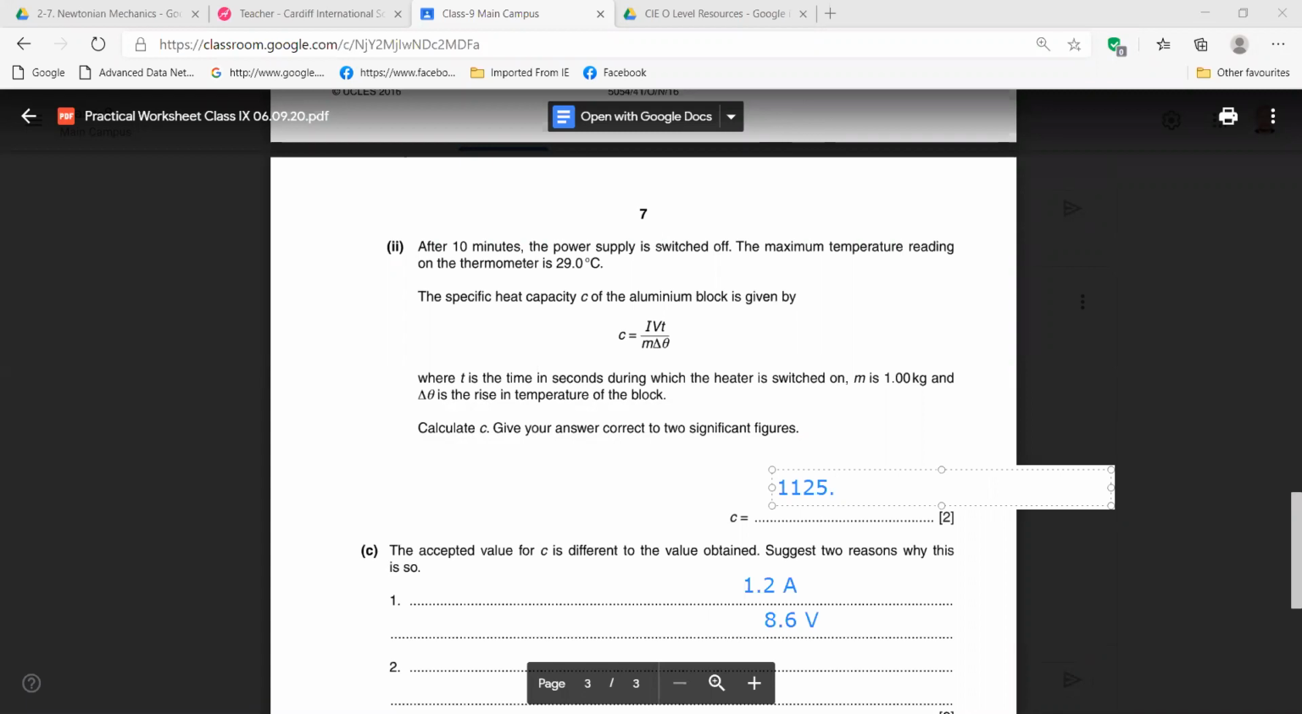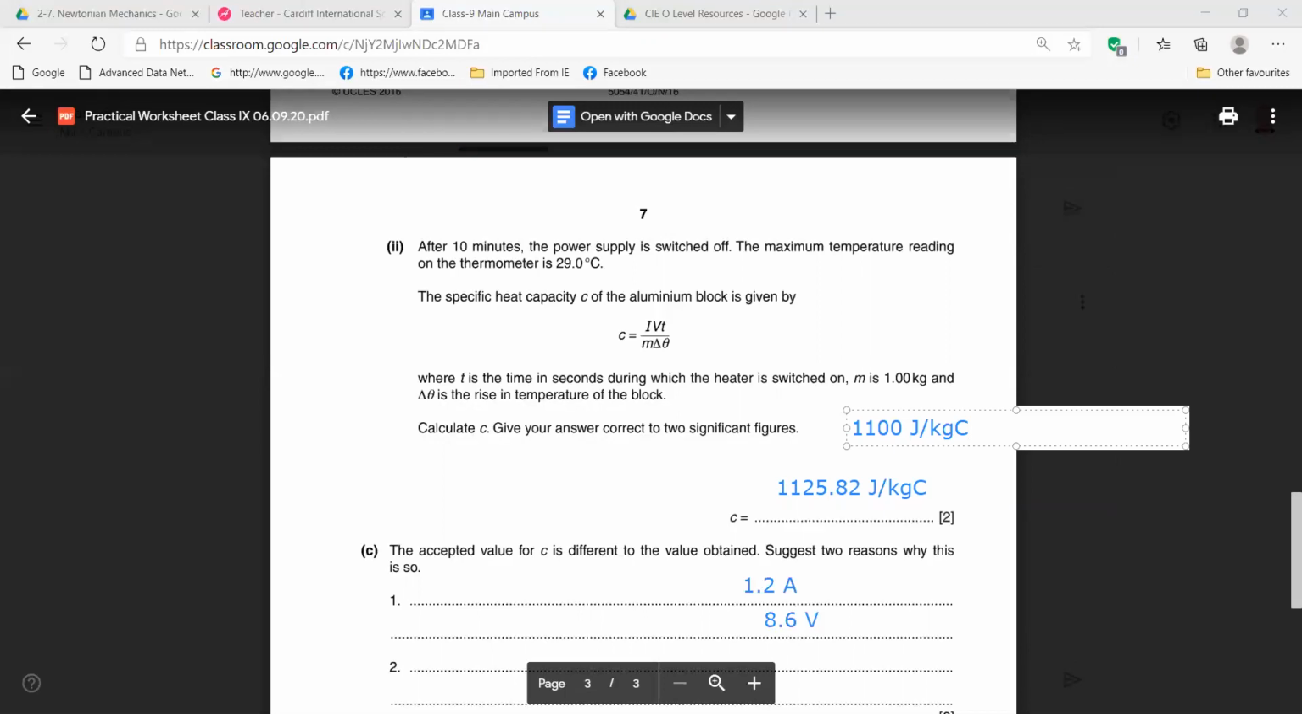1125.82 joules per kg degree Celsius, right? Then we are having 1100, two significant figures. Joule per kg degree Celsius, right? Is it clear?